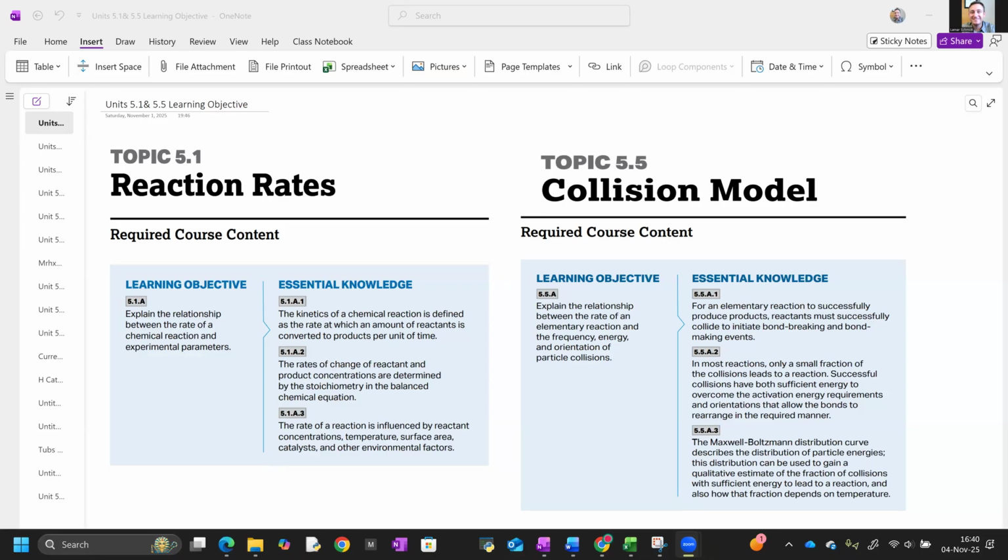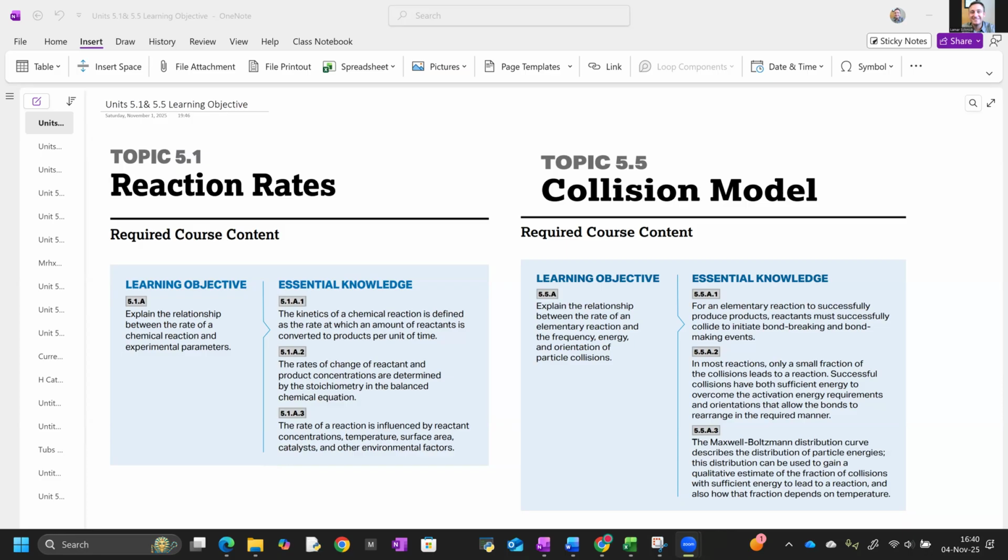So we're looking here in topic 5.1 of AP chemistry, looking at reaction rates. We're also going to be looking at topic 5.5, the collision model. These two topics go so hand in hand that we can't really separate them.